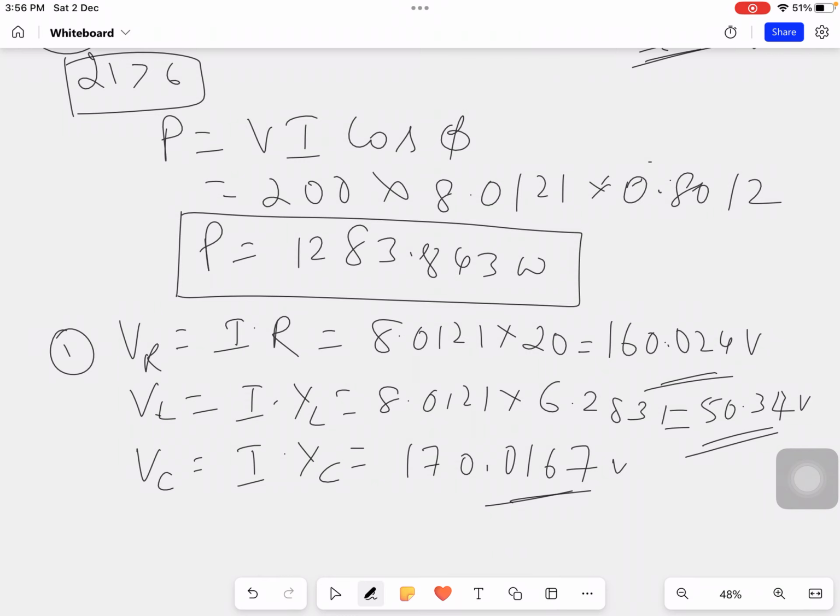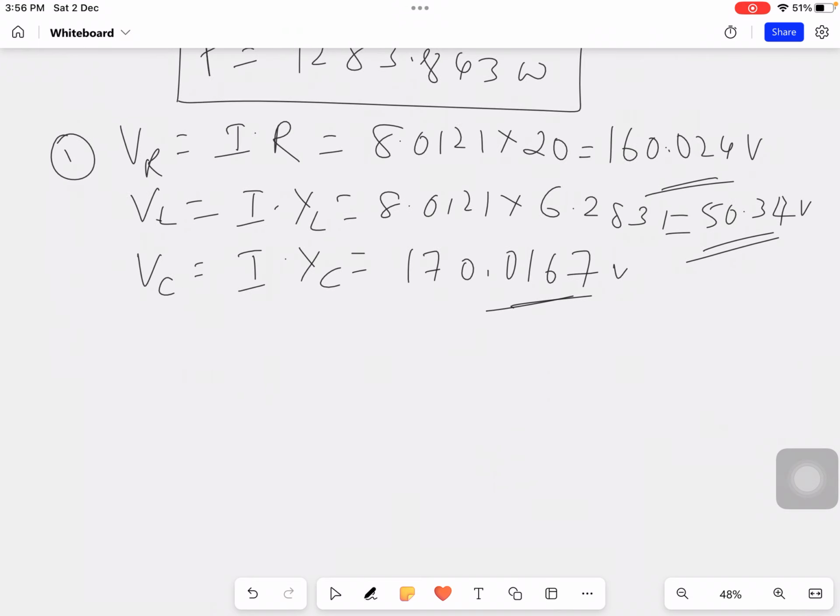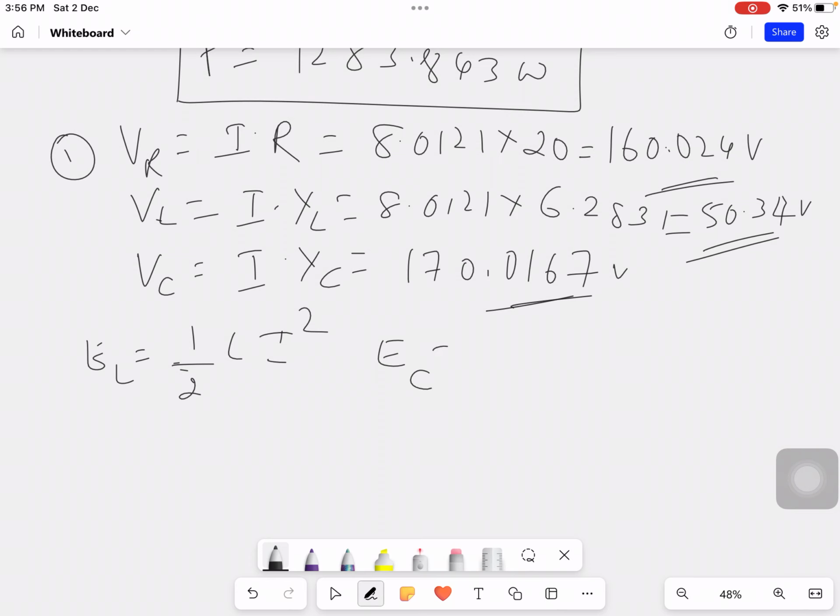Similarly, also we can calculate the energy stored in inductor and capacitor. Energy stored in the inductor is given by EL, that is nothing but half into Li square. If you want, you can calculate. And energy stored in the capacitor is EC, half into C into Vc square. You can substitute, you will get energy stored in the inductor and capacitor.